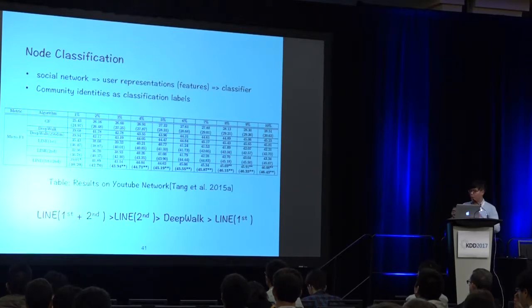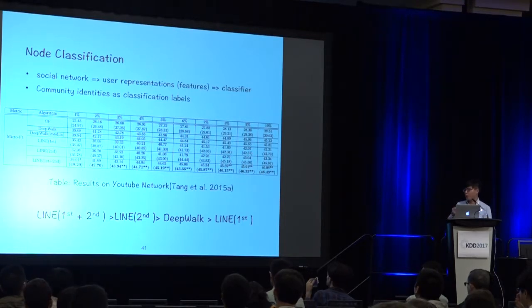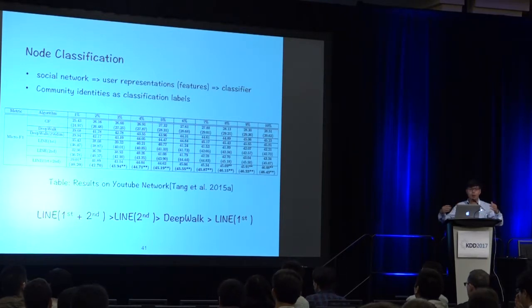This is because LINE uses a breadth first search strategy, but DeepWalk uses a random search strategy to expand the node context. Okay, and the combination of the first and the second order proximity achieves the best results.